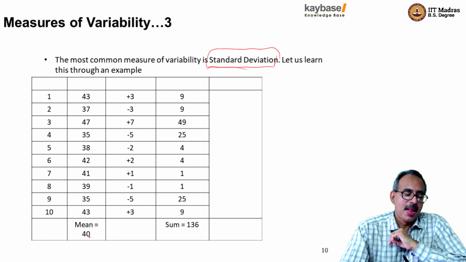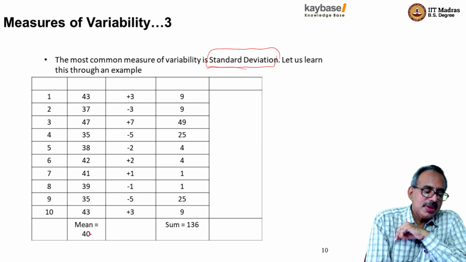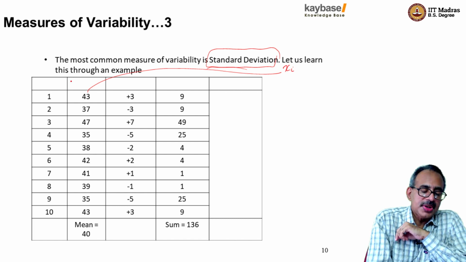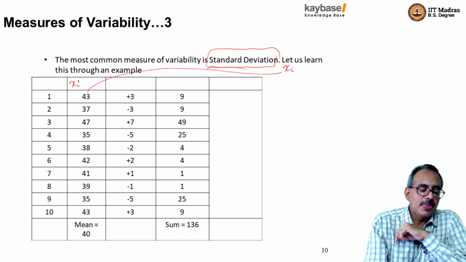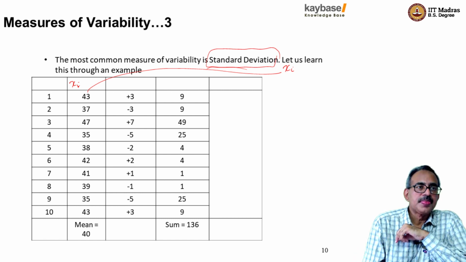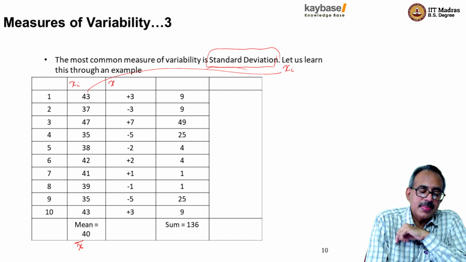Mean score is 40. Now, to save myself the trouble of searching in PowerPoint, the way you refer to these numbers is xi. So this is xi. X1 is 43, X2 is 37, X3 is 47. So this is xi, X1, X2, X3, X4, etcetera, X1 to X10. This mean is called X bar. That's the way we refer to it in statistics. So this column is xi minus X bar.